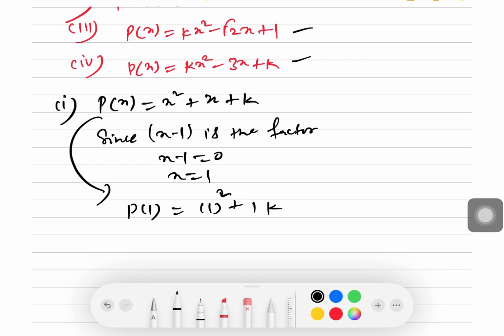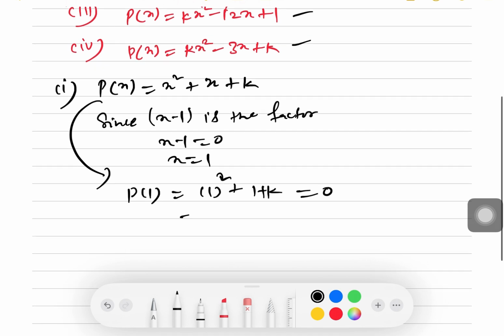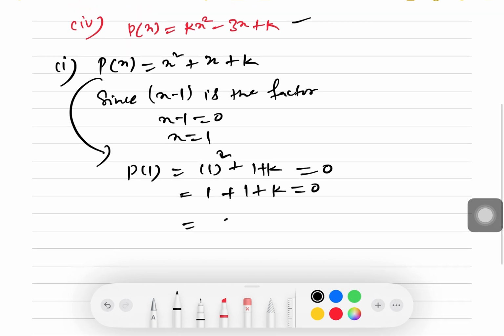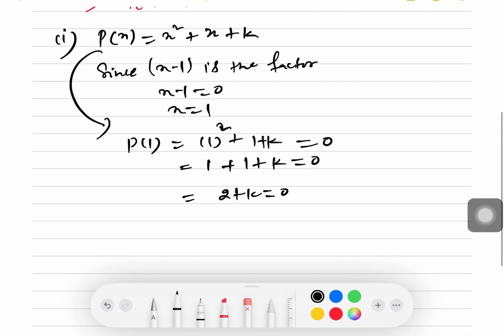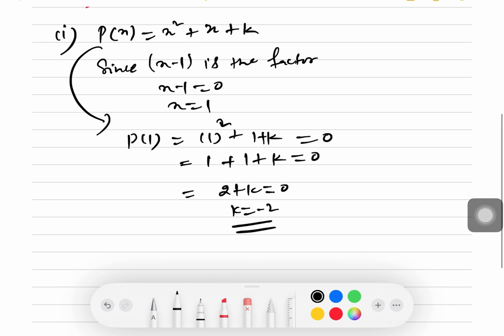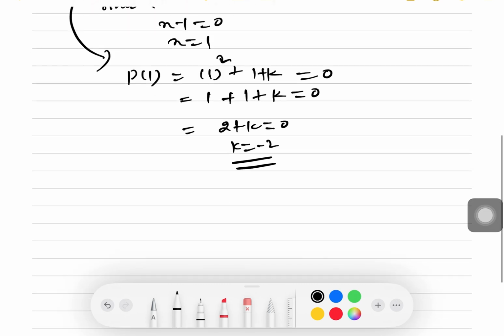1 square plus 1 plus k equals to 0. So 1 square will be 1, plus 1, plus k equals to 0. So that means 2 plus k equals to 0. The k value we got is minus 2.